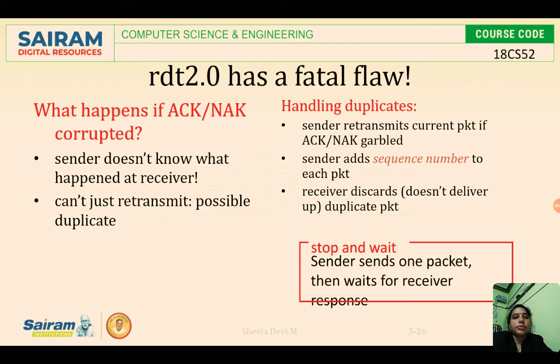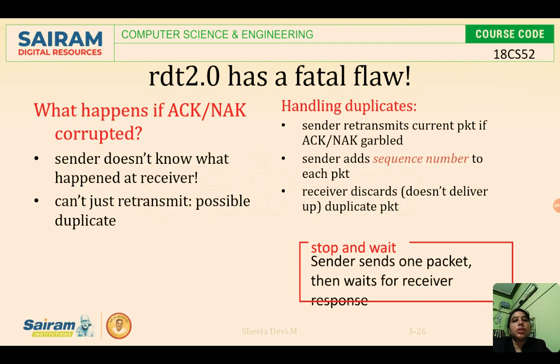What is the flaw in RDT 2.0? The sender doesn't know what happened at the receiver. It can't just retransmit for a possible duplicate. It cannot retransmit so many times. That is the problem in RDT 2.0.